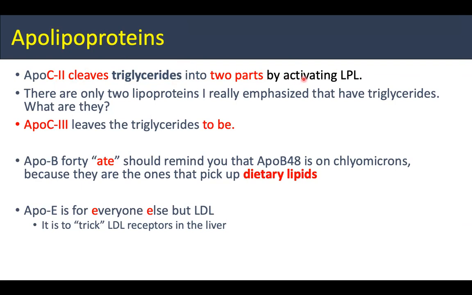And that should make sense because if you think about lipoprotein lipase, it's literally lipoprotein lipase. It's responsible for breaking down the lipids that are inside of a lipoprotein, specifically the triglycerides. I'm not talking about the cholesterol. Okay, this is really important because I'm going to emphasize this.